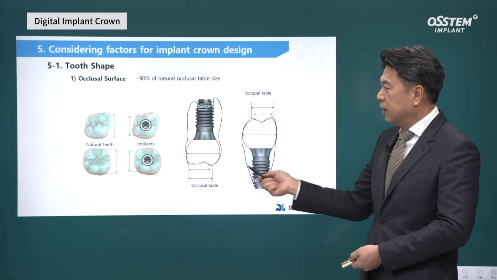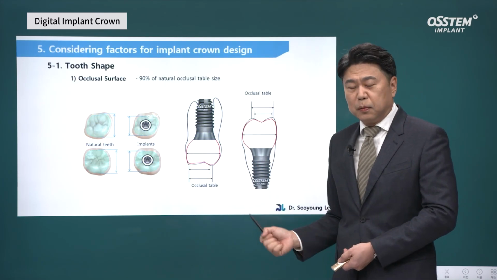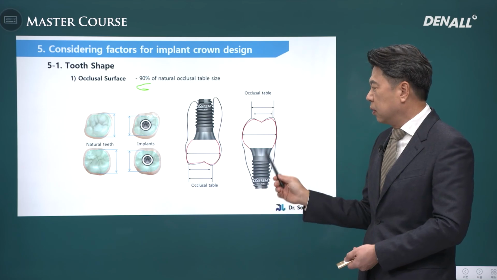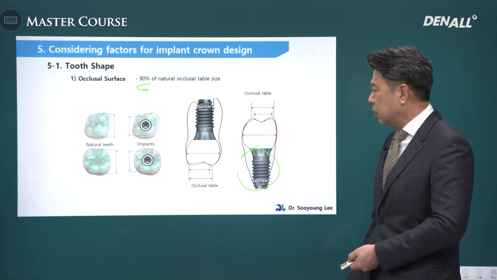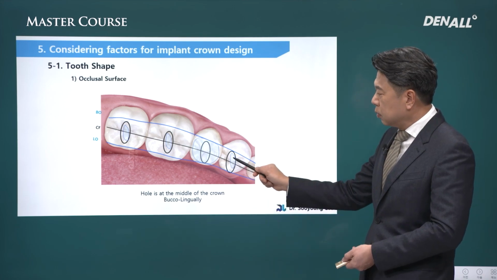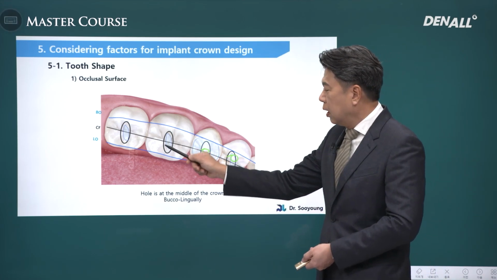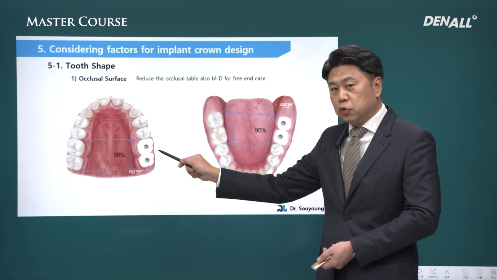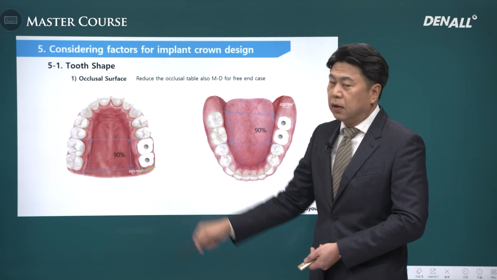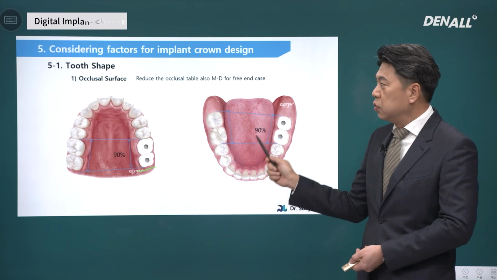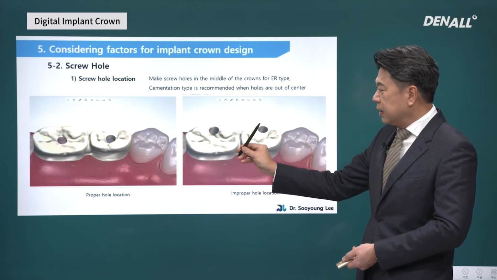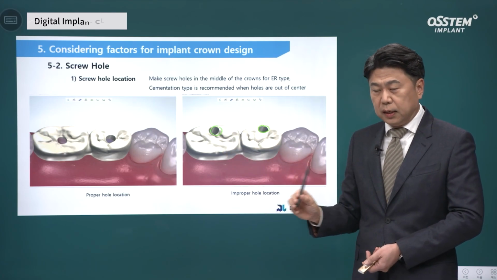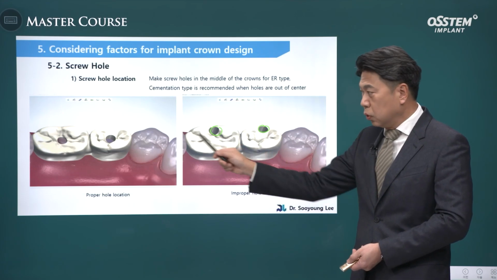Just like an analog approach for implant crowns, we need to consider several things. The buccolingual size should be reduced just a little bit, to about 90% of the size, for long-term longevity of implants. The screw holes need to be positioned at the center. If it is not a free end case, the mesiodistal size cannot be reduced. However, for a free end case, the size can be reduced to about 90%. If there is no choice but to position the access holes buccally, as we can identify them in the design, we can consider using the cementation type.